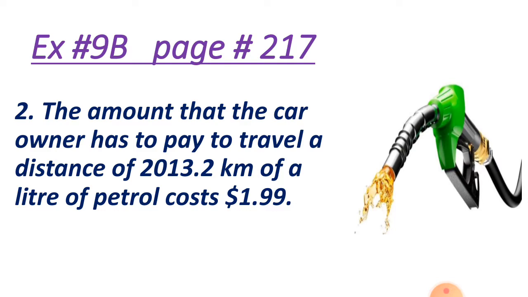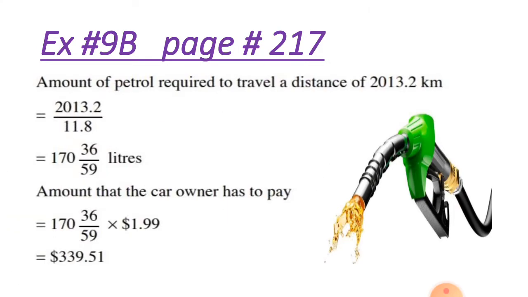Second part of the question is the amount that the car owner has to pay to travel a distance of 2013.2 kilometers if a liter of petrol costs $1.99. So we have to find out the amount that the car owner has to pay, and the distance is 2013.2 kilometers, and the cost for 1 liter is $1.99. For the solution of this, the same process is going to be applied.